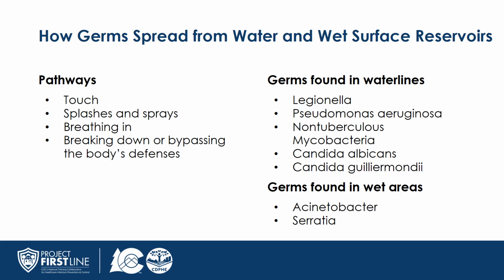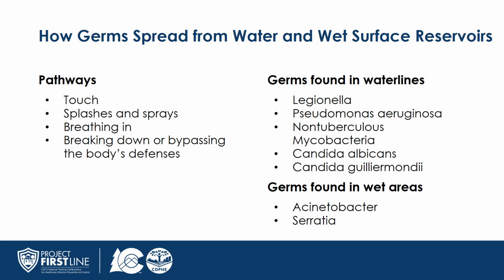The main pathways we have for the transmission from water and wet surface reservoirs are, first, touch. This is when dental healthcare personnel touch these wet surfaces with their hands or gloves, or when dental instruments get wet and can then grow germs that can spread to the patients. The other pathway is splashes and sprays, through which droplets can enter the mucous membranes of your mouth, eyes, or nose, and also land on your skin and even on instruments.